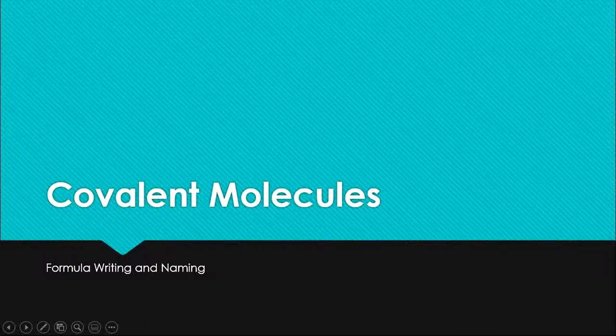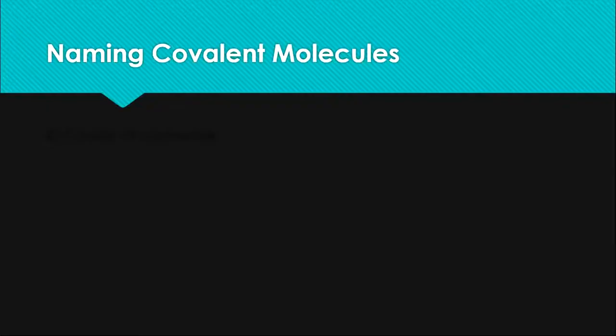In this video, you will learn how to write formulas for covalent molecules and how to name covalent molecules. Now first, remember what covalent molecules consist of. Covalent molecules consist of elements that are all non-metals. Now when we name covalent molecules, we need to use prefixes.